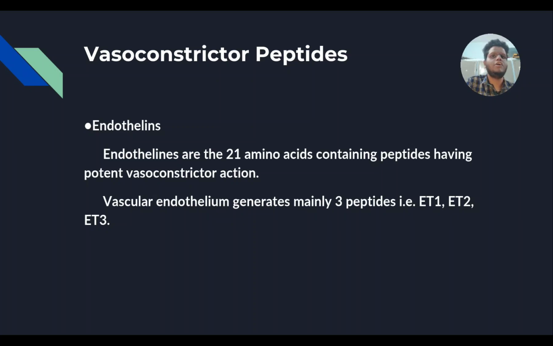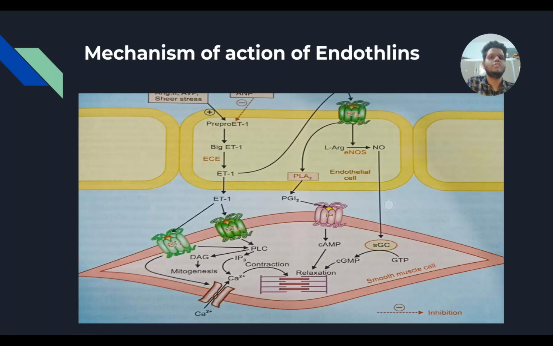Vasoconstrictor peptides. Now endothelins. Endothelins are 21 amino acid containing peptides having potent vasoconstrictor action. Vascular endothelium generates mainly three types of peptides, that is endothelin 1, endothelin 2 and endothelin 3. Mechanism of action. Endothelins act on endothelin A and endothelin B receptors and cause contraction and relaxation by increasing or decreasing the amount of calcium.